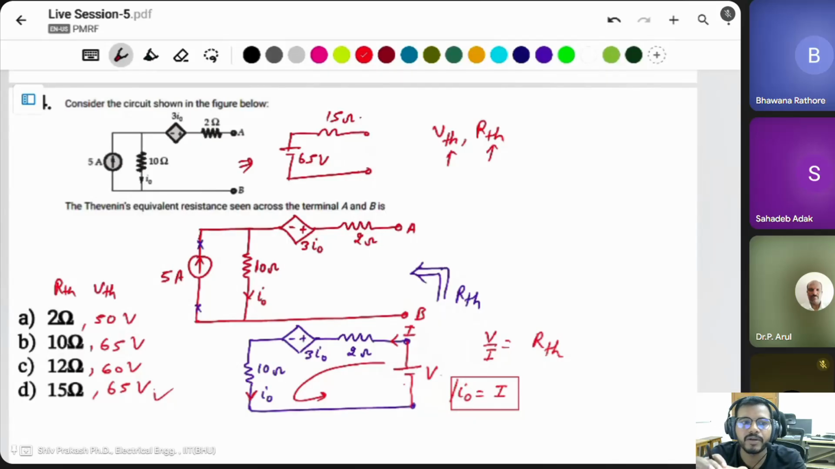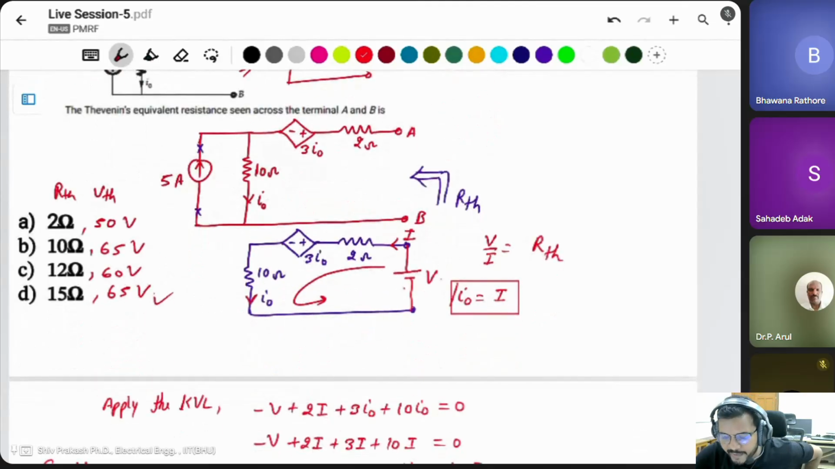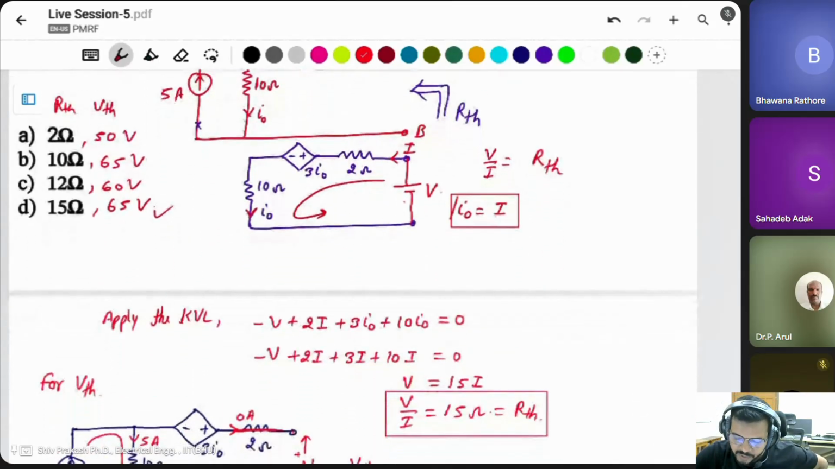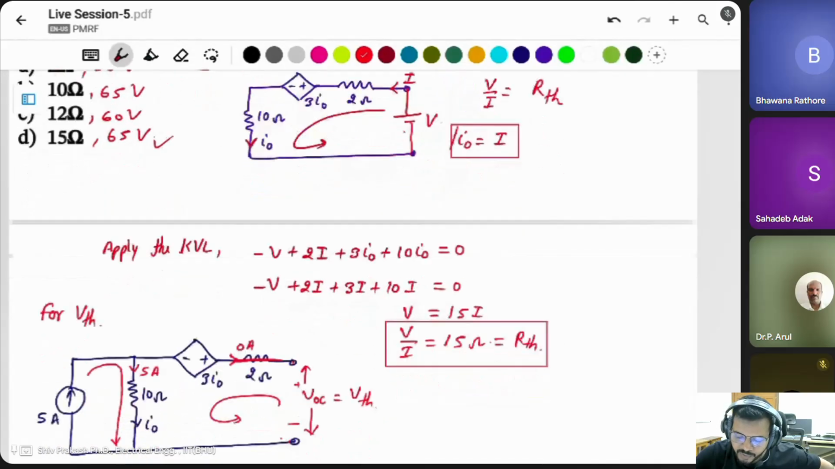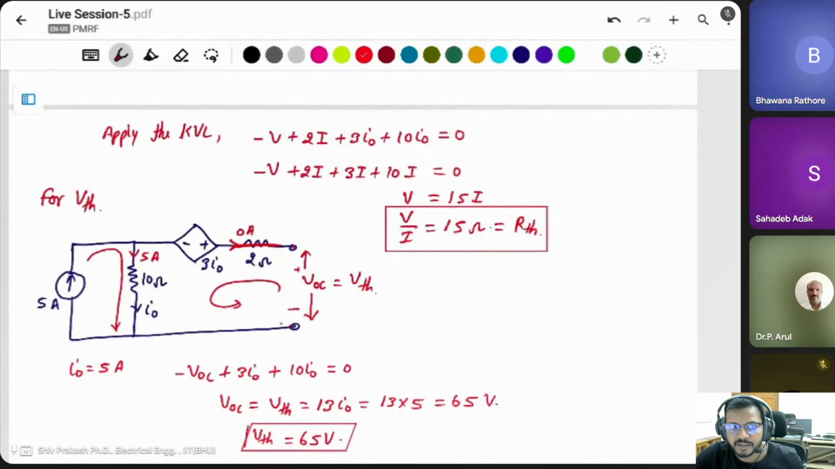Okay, anywhere if a dependent source is there, and we want to find the Thevenin equivalent or Norton equivalent, then you have to apply this type of method. For Thevenin equivalent, you have to open circuit the current source and short circuit the voltage source to find the RTH. Then apply the V by I method. V by I is equal to RTH. We can find the RTH. Then you have to find the open circuit voltage across this terminal. Then we will get the final VTH.